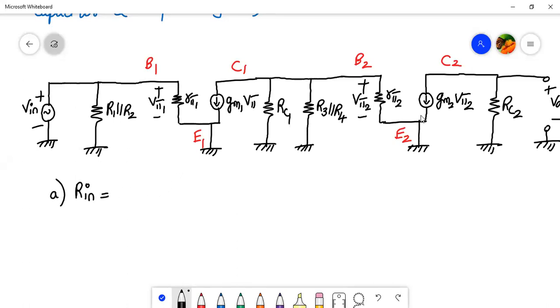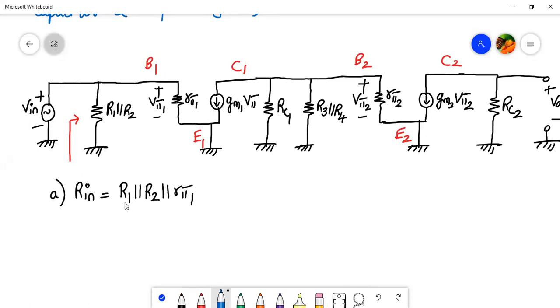Rin in a cascade stage is equal to the input resistance of the first stage. So what is the input resistance of the first stage here? If you stand here and look into the right hand side, we'll get R1 parallel to R2 parallel to R pi 1. So let's calculate the input resistance. That will be R1 parallel to R2 parallel to R pi 1.